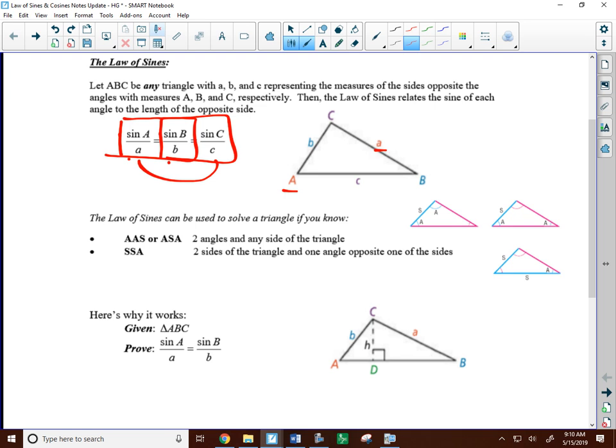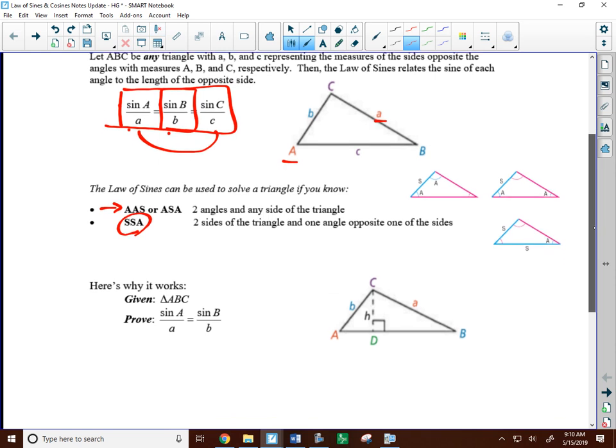I'll show you how we get it in a minute. And I want to say here, it works primarily for these two, angle, angle, side, and angle, side, angle. It will also work at times for SSA, angle, side, side, but not always. That one always gives issues.